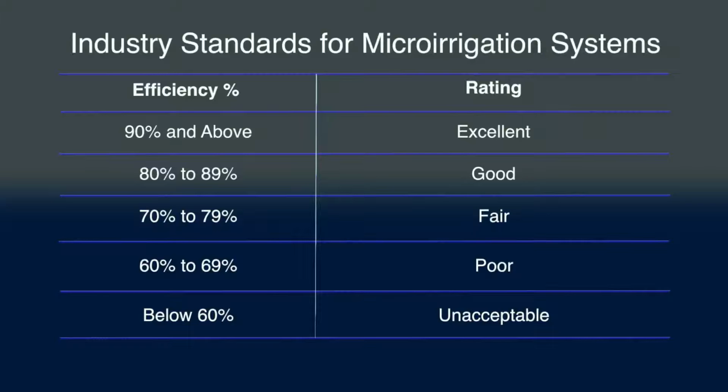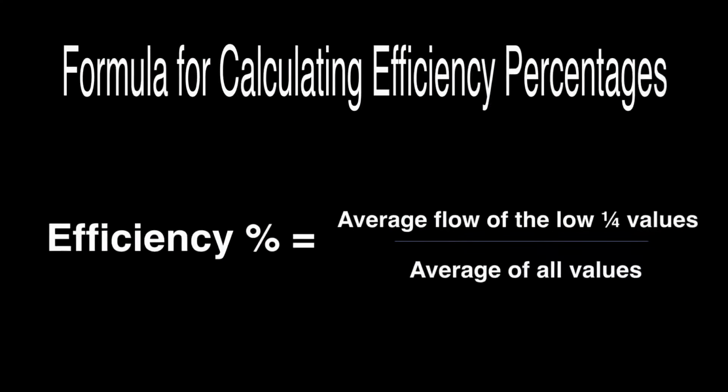To determine that percentage, we use a system that was developed at Cal Poly San Luis Obispo, where we measure both the flow rates of the emitters and also the pressure within the system. So in an average test, we would measure 20 sprinklers for flow rate and then take 8 pressure readings, and then calculate the averages based on those numbers.